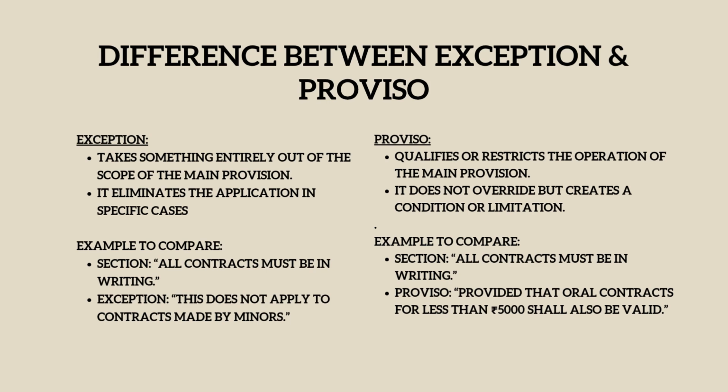Here's an analogy. Imagine a rule that says, all employees must work 9 to 5. An exception would say, except interns, they are not required to follow this rule at all. A proviso would say, provided that employees working in field roles may work flexible hours. So, the rule of interpretation is, exceptions override the section, while provisos restrict but do not nullify it.